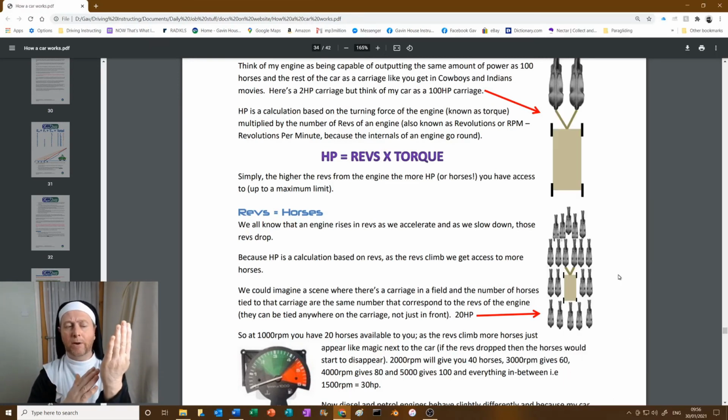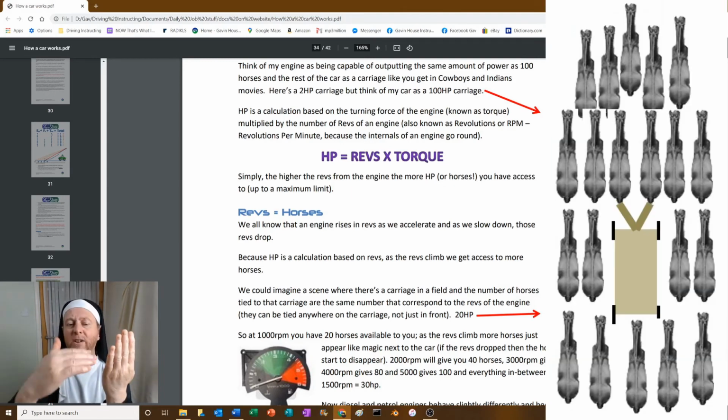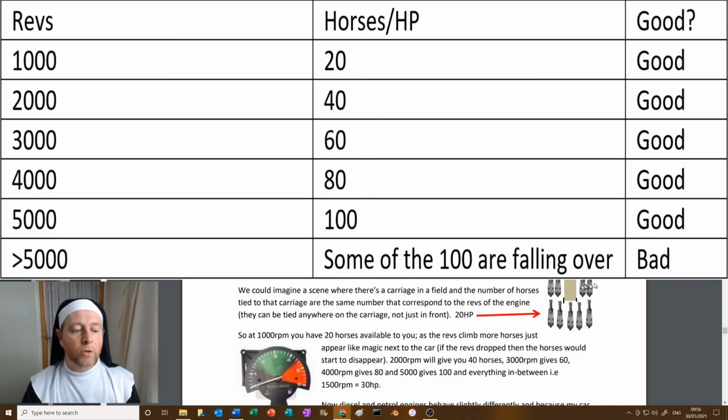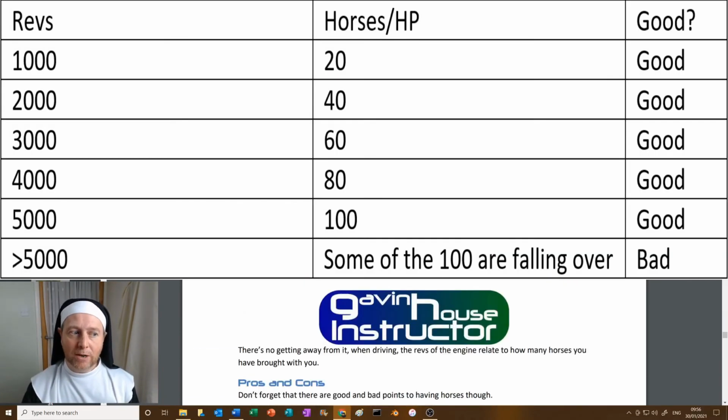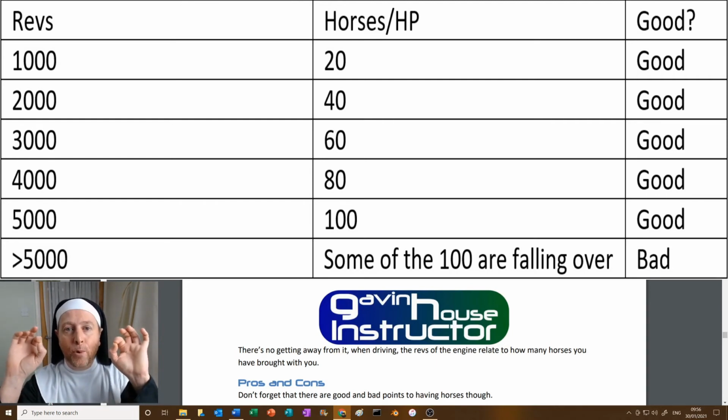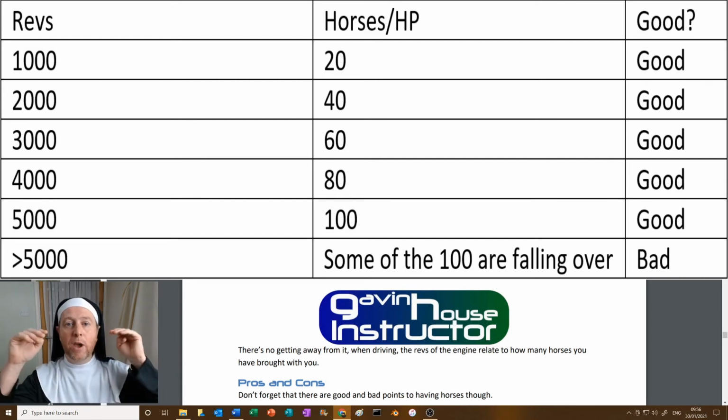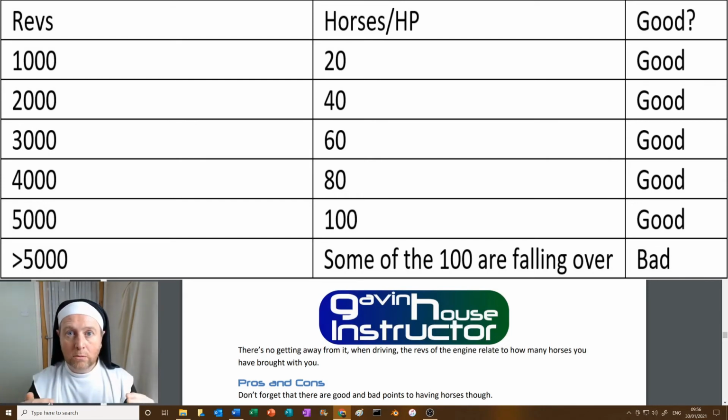And if I only push my accelerator halfway down, then I've got some at the front, some at the side, some at the back, and you can just move. This is how you could think of it. The revs that you have on an engine mean that you have a number of horses. So if I had 3,000 RPM, I would have 60 horses in this example. But depending upon how I push the accelerator, I decide where those 60 horses go.